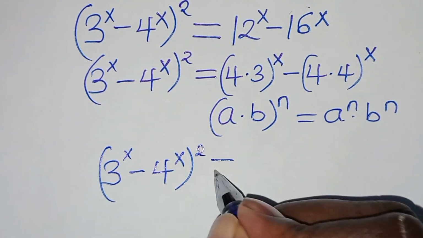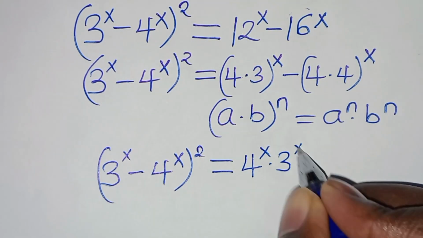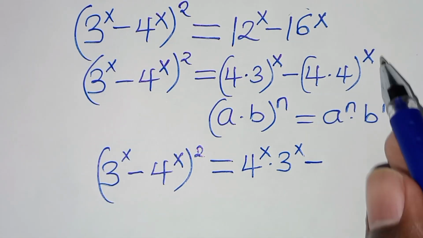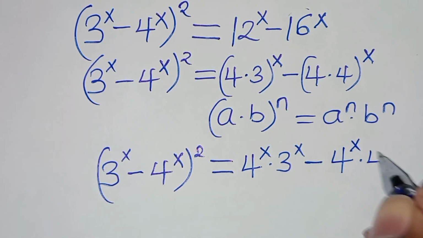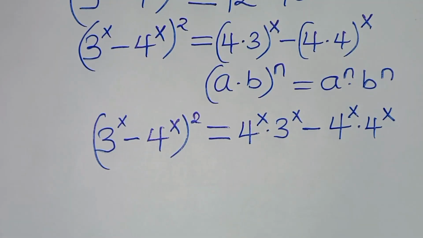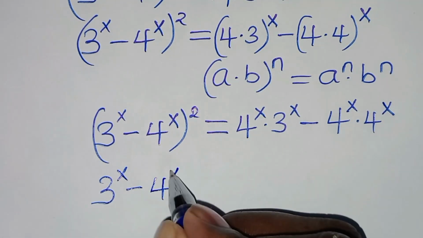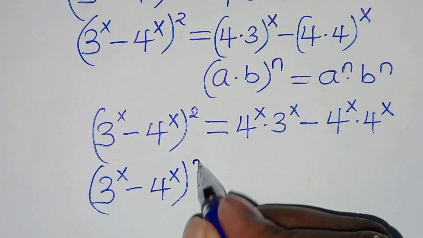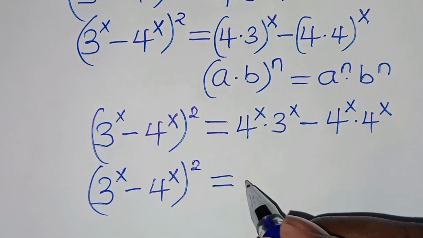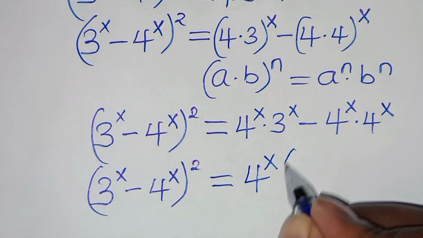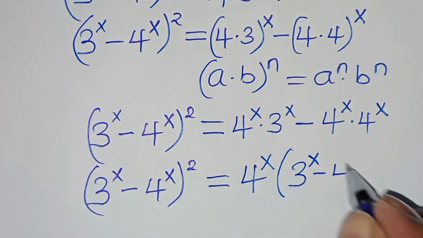So this implies we have (3 to power x minus 4 to power x) squared equal to 4 to power x times 3 to power x, subtract 4 times 4 to power x, applying this property, the same thing as 4 to power x times 4 to power x. The next step is that we have (3 to power x minus 4 to power x) squared equal to, now 4 to power x is common here, so we can factor out 4 to power x. So this implies we have 4 to power x times (3 to power x minus 4 to power x).